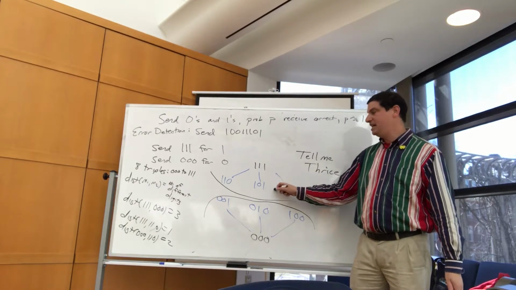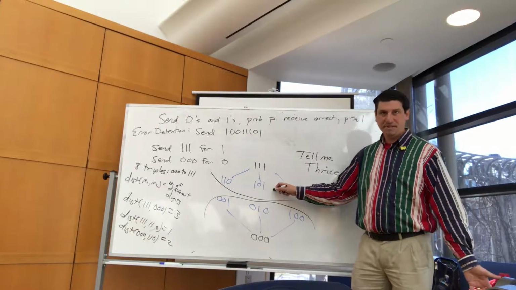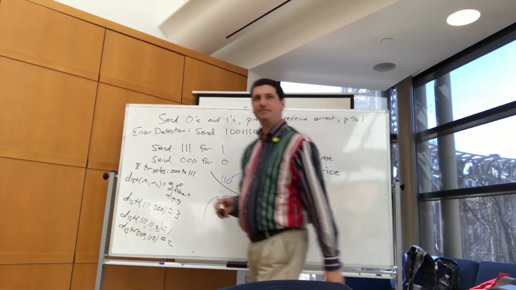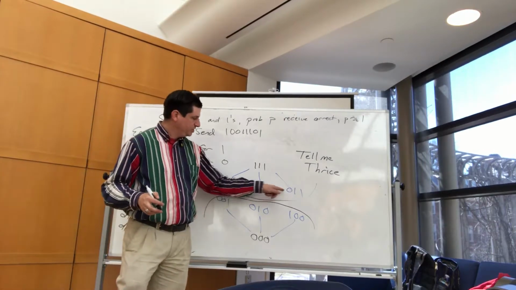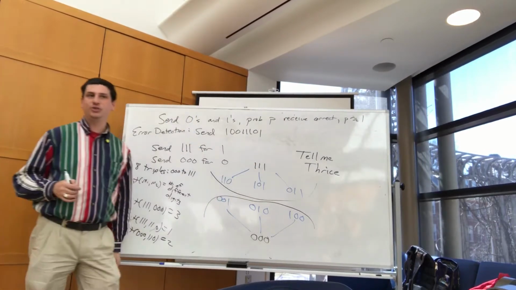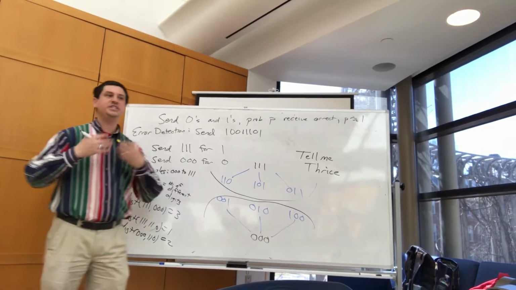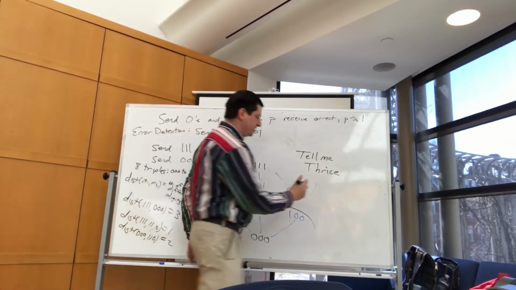The probability of being here is small, because the distance is small, right? So if you receive 111, you would correct to 111. So this is a "tell me 3 times" scheme. Majority rules is another way to phrase it.